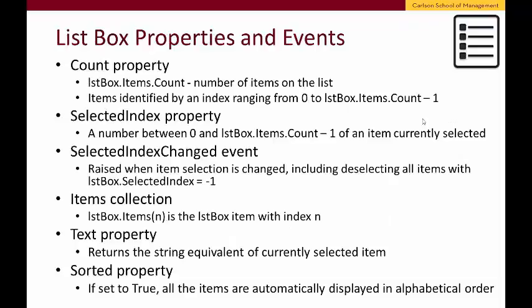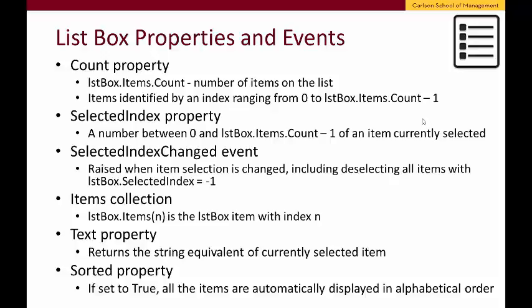Next, we review the few list box properties and events and then put them in the context of repetition structure. First is the count, returning the number of items on the list, starting with 0 and going to n minus 1, where n is the list box count. The second important property is the selected index.